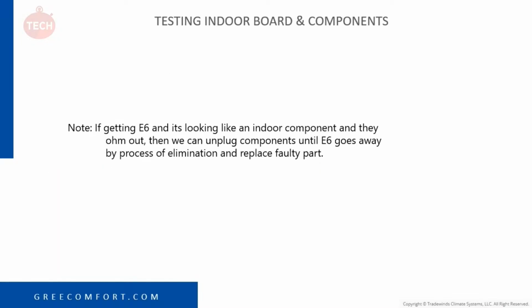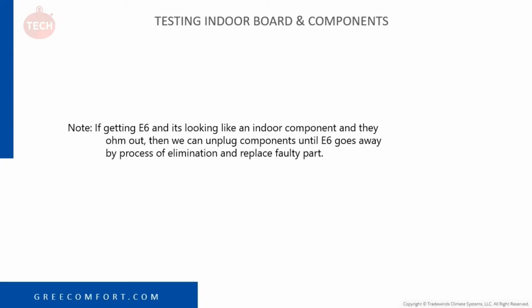A little note here: if you're getting an E6 and it's looking like an indoor component and they ohm out, then we can unplug the components until E6 goes away, do a process of elimination, and replace the faulty part. Kind of like the same thing we did on the outdoor unit. Obviously, we would check everything else first to make sure everything else ohms out. If nothing is showing shorted, but something's dragging down our communication, it could be something internal in that part that's not showing up on our meter, or it could be our meter.